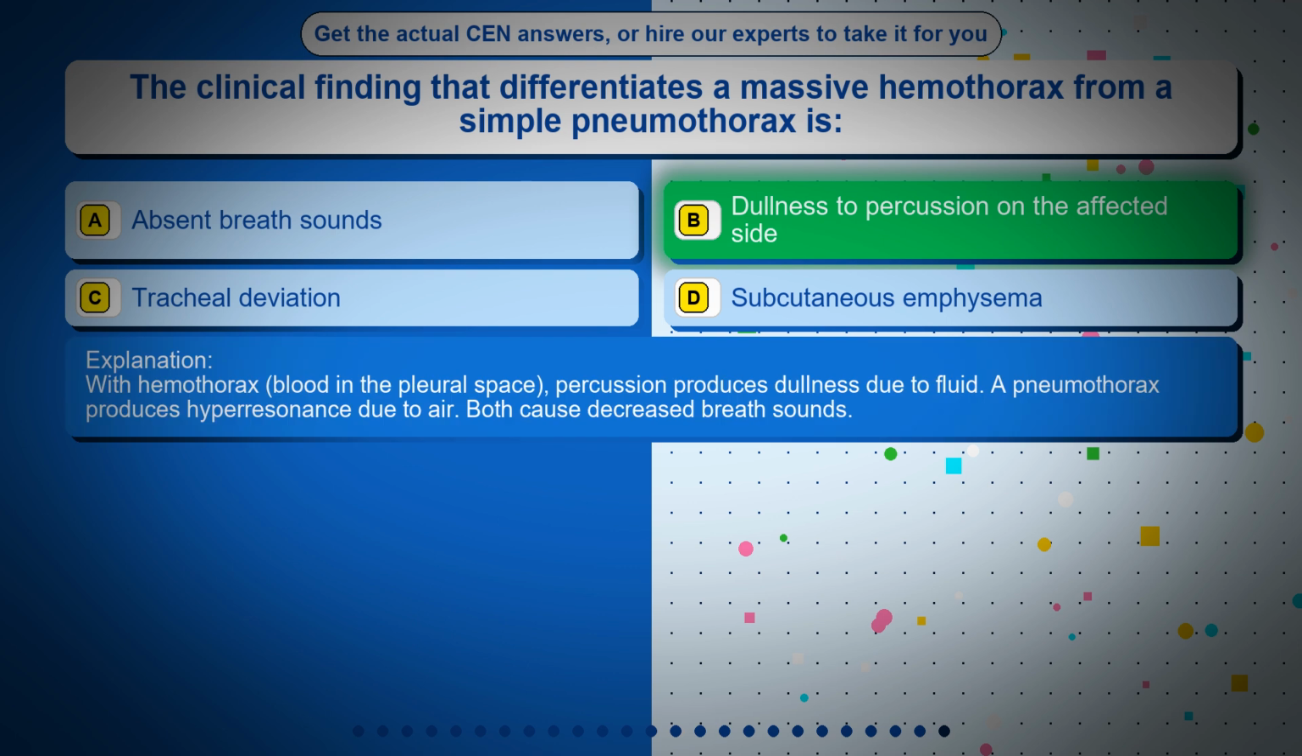With hemothorax, there is blood in the pleural space. Percussion produces dullness due to fluid. Pneumothorax produces hyperresonance due to air. Both cause decreased breath sounds.